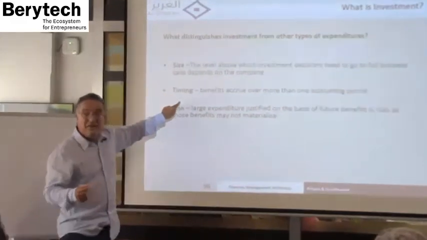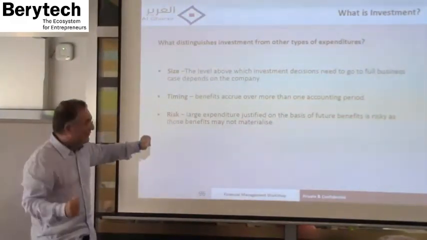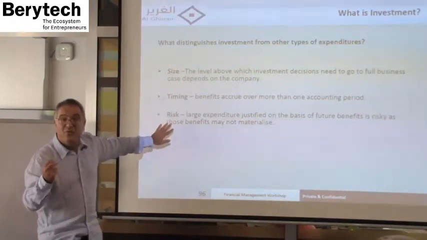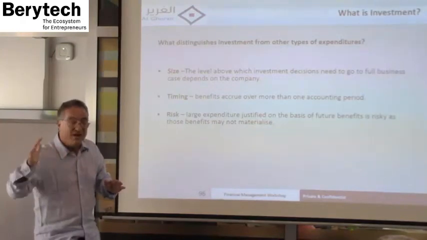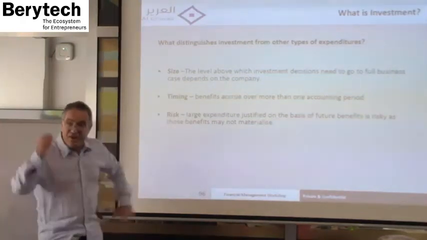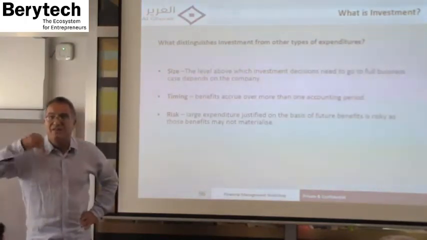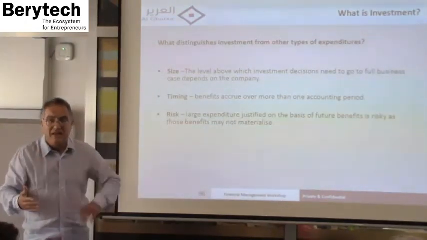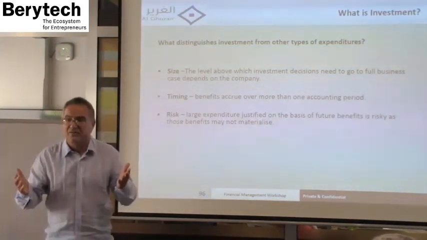The other one is timing, where the benefits are not immediate. The benefits are going to be over a period of time. And the last one is there is a risk factor behind it, and this risk factor could be low, could be medium, or could be high. So these will be the 3 things that would make you decide whether it's an important investment or whether it's a traditional expense. Give me examples of expenses that you do on a regular basis as a startup.